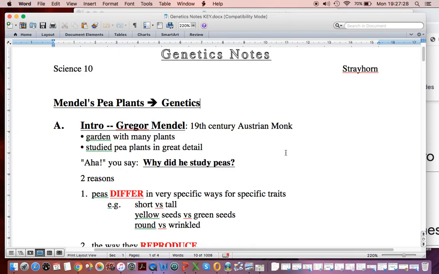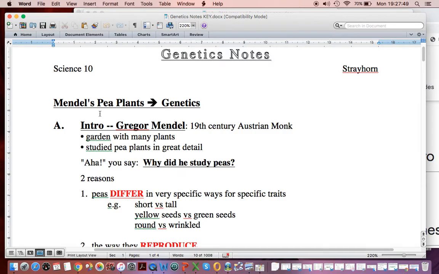Good day. As you can see, it says genetics notes. This is our newest topic. It builds on what we've just done with DNA and protein synthesis, and it's probably a tougher section. So these notes I'll do in 4 videos, so 1 page will be in each video.